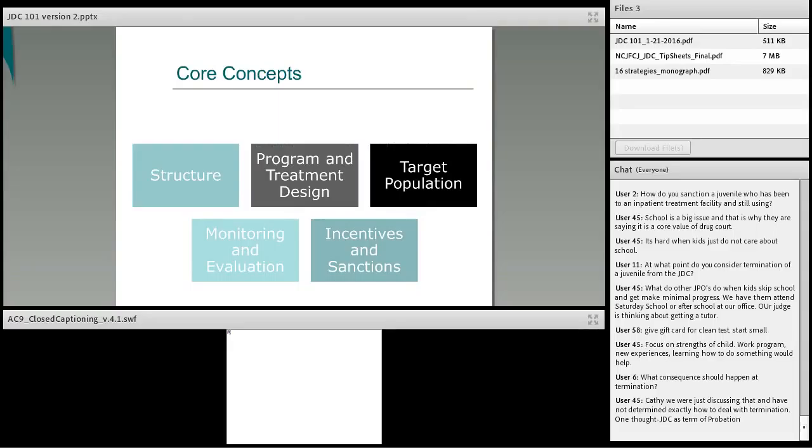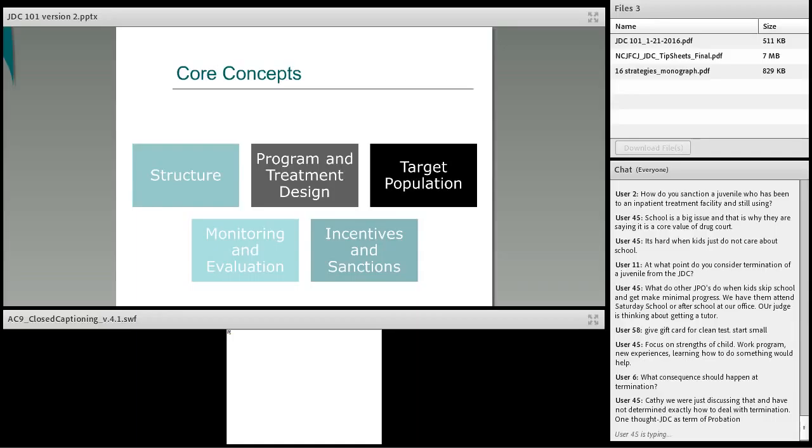And if 16 strategies is too many for you, and it's a lot, you can boil it down into these five core concepts. So we want to have a structure. That's the team approach, having all of the right players around the table. That's having a policy and procedure manual and a participant handbook. That's all of the structure that you need to have a juvenile drug court.